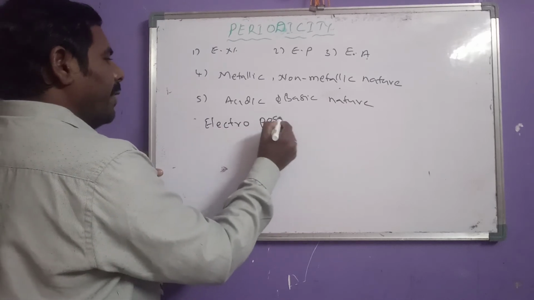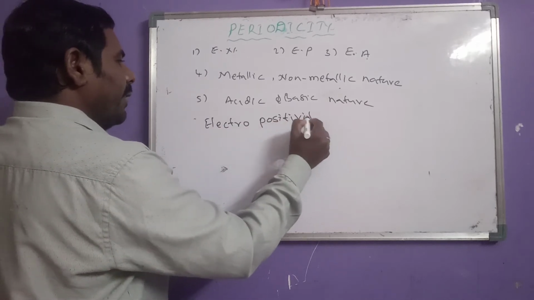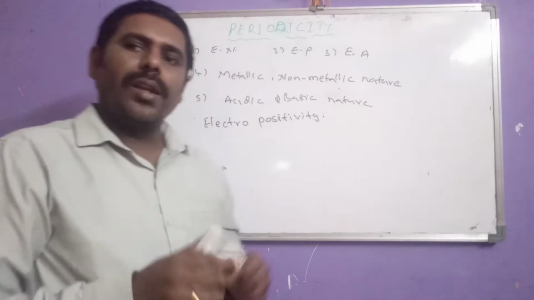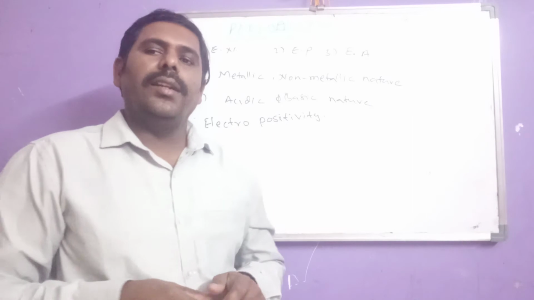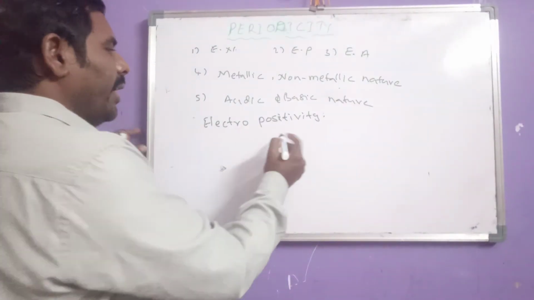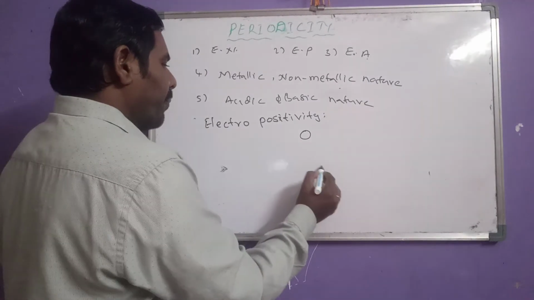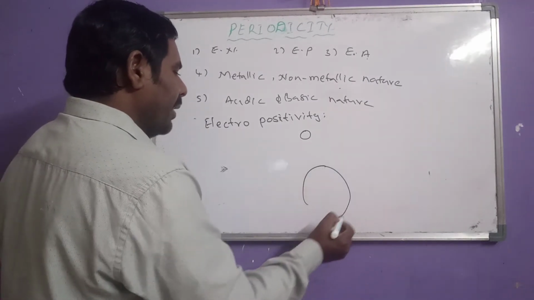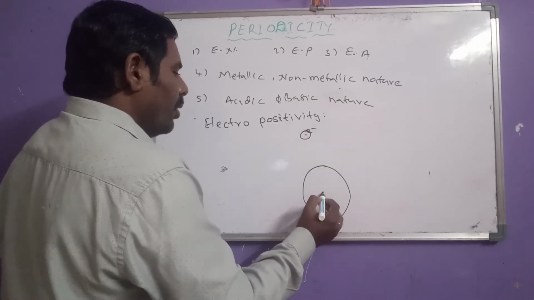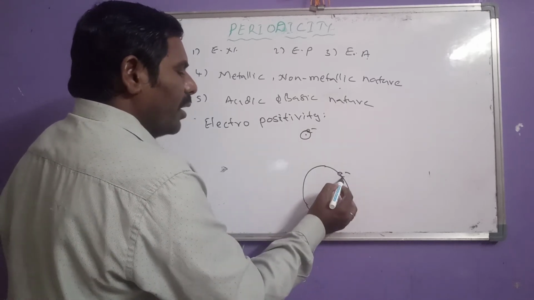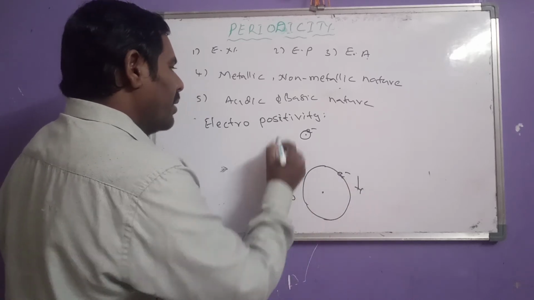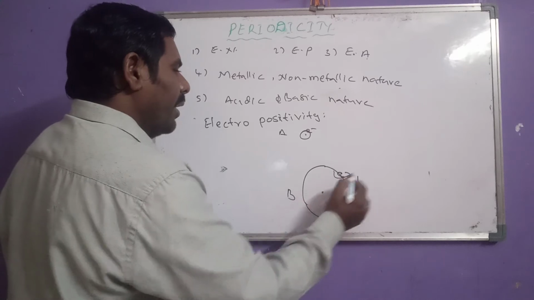So what is the definition of electropositivity? Let us see here. The tendency of an atom to lose the electron is known as electropositivity. Now here, in a group from top to bottom, as atomic size increases, what happens? The nuclear attraction on the outermost electron decreases. That means this atom can lose the electron readily.